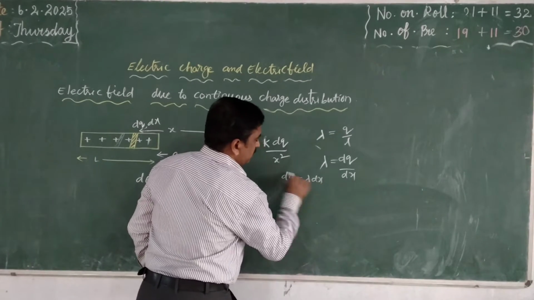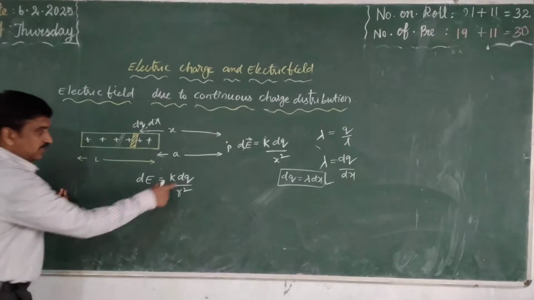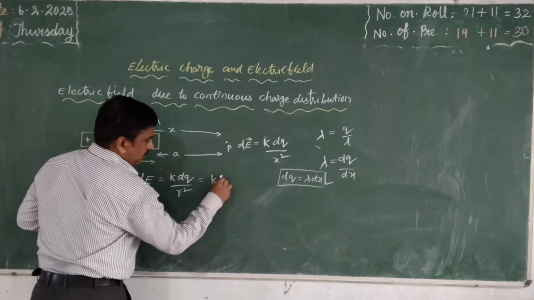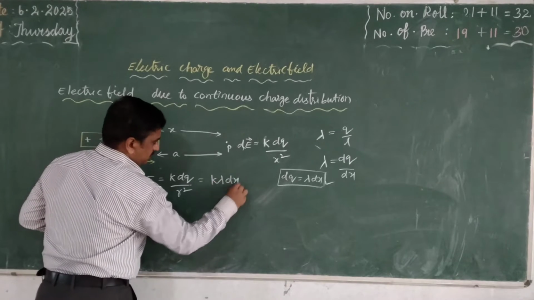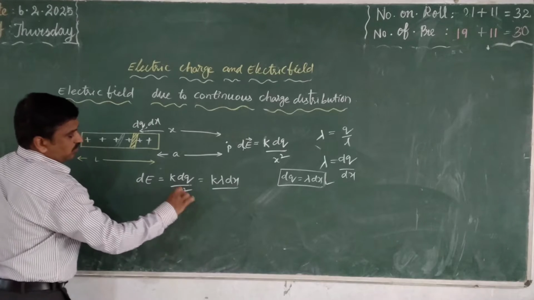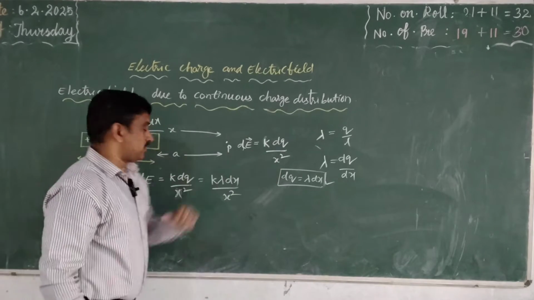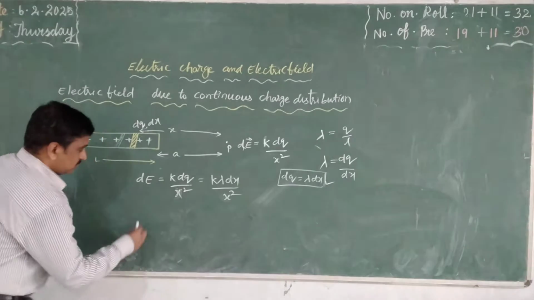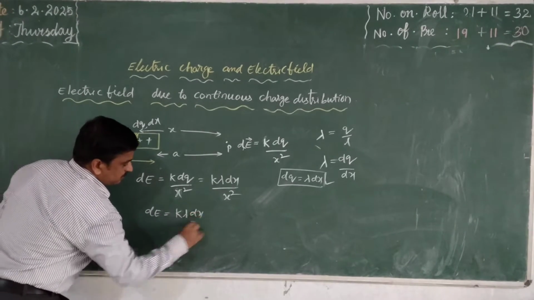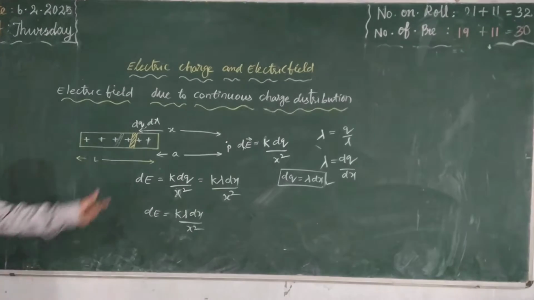Lambda dx, means wherever dq is there we can use lambda dx. Here we can write k lambda dx by x square, since the distance is x. So dE equals k lambda dx by x square. It is the electric field due to the dq charge.